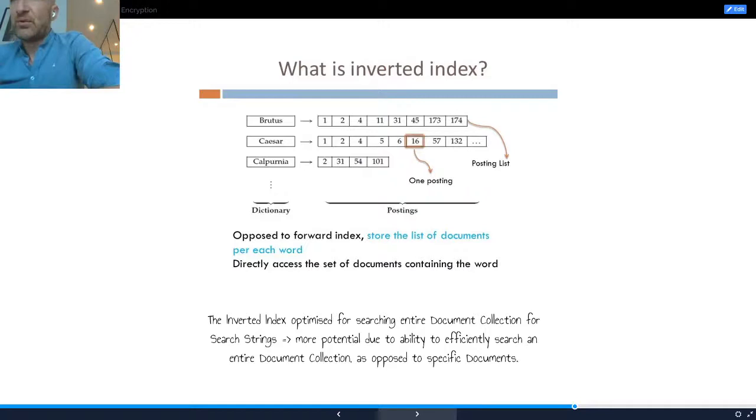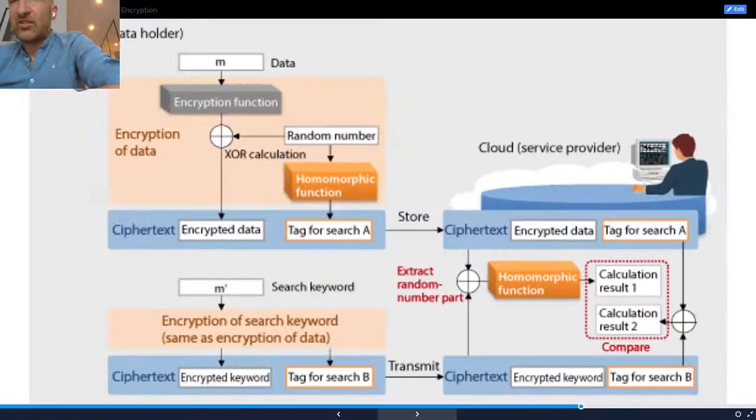You see the words on the left, and there we have postings, which tell you which documents Brutus appears in. Brutus appears in document one, and so does Caesar, whereas Brutus, Caesar, and Capernaum appear in document two. So the inverted index is more for document collections, which are more real world.